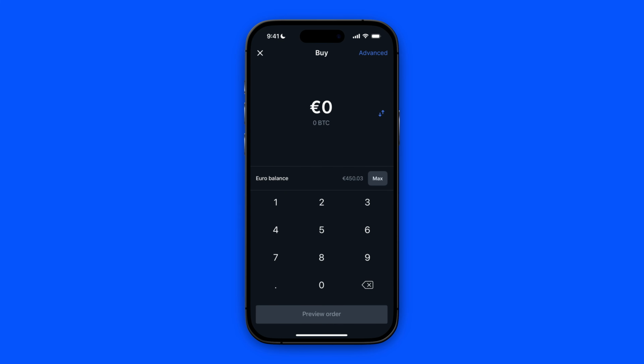In here you need to enter the amount that you want to buy, and there is a minimum of around 6 euros, or something that's equivalent to around $6. So go ahead and enter something that is above that. I'm going to buy Bitcoin for 10 euros. So I'm going to click on preview order.